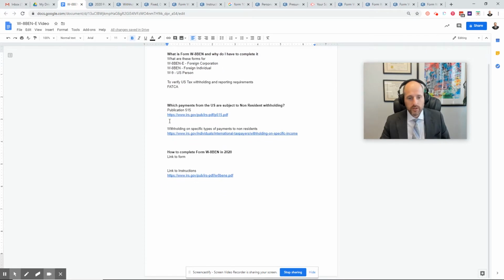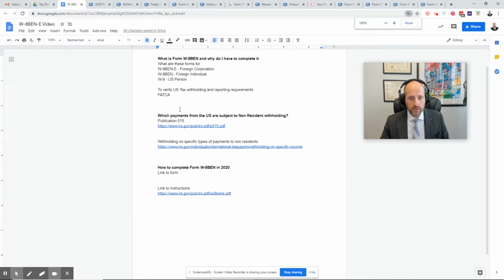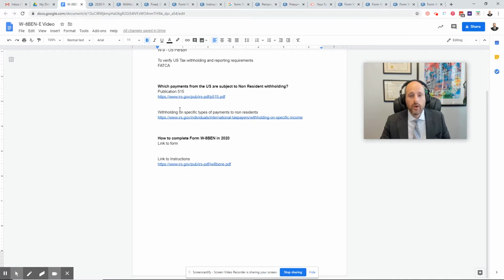So now down here, which payments from the U.S. are subject to non-resident withholding? So you have a U.S. company that's making a payment to you and they want to pay you, but they need to certify your tax status to see if they have to do any withholding.